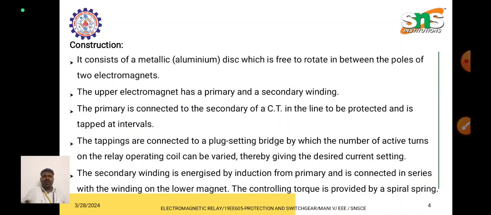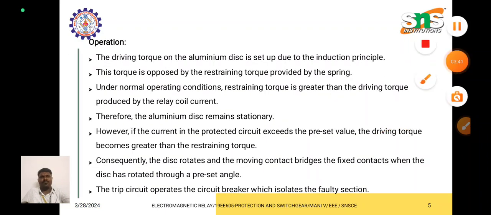The disc is made of aluminium so that it has less weight, and it is free to rotate between the poles of the two electromagnets, one upper and one lower. The upper electromagnet carries both a primary winding and a secondary winding, and the lower electromagnet carries only the secondary winding. The primary winding is connected to the line to be protected through the tapped connection. The plug setting multiplier can vary the pickup current.